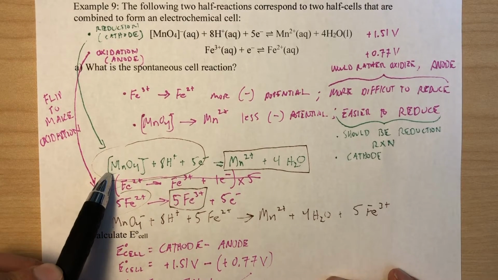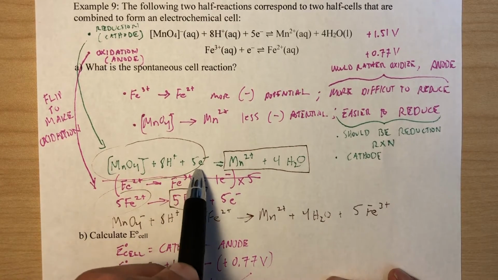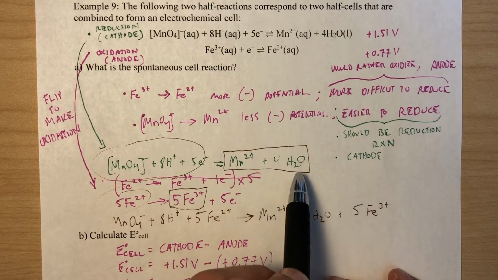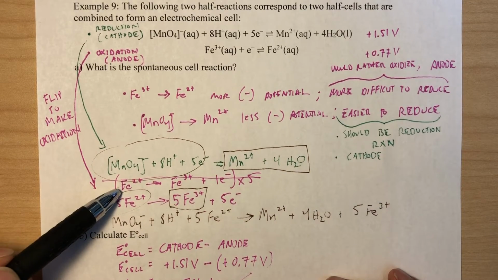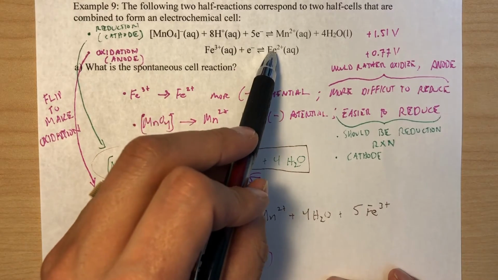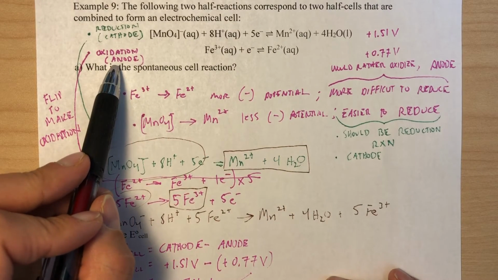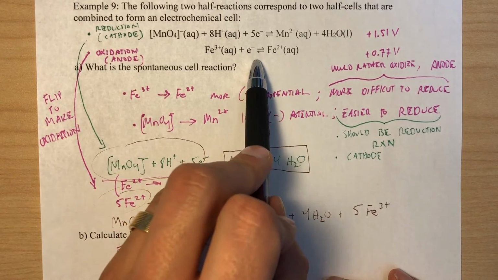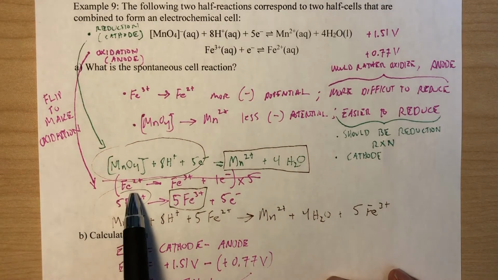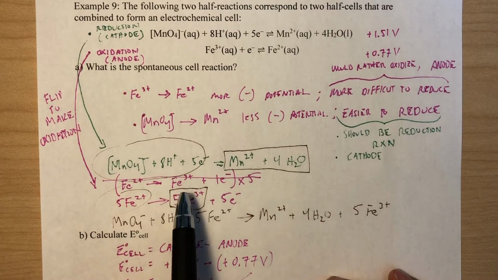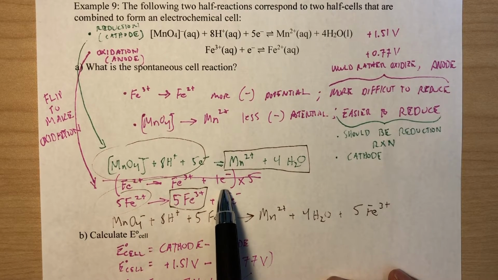No change at all. Manganese oxide plus 8 protons plus 5 electrons gives you manganese 2 plus and 4 waters. That's our cathode. Iron 3 plus reacting to form iron 2 plus needs to be our oxidation. It's currently written as a reduction, so we have to flip that to make it an oxidation. And when that happens, we get iron 2 plus gets oxidized to form iron 3 plus and releases 1 electron.